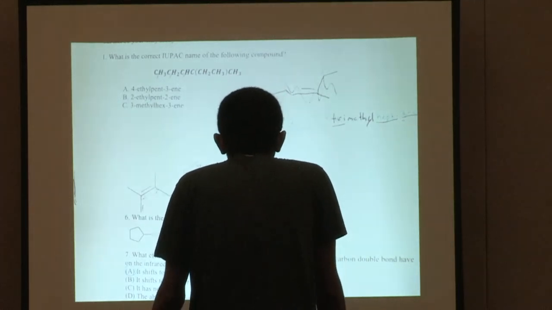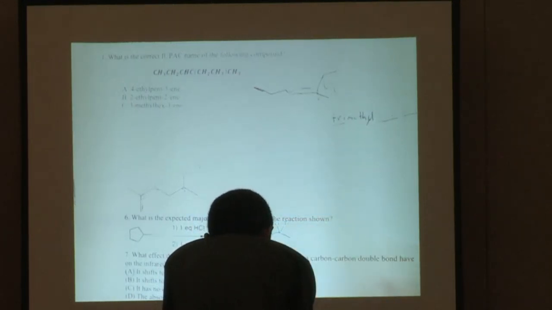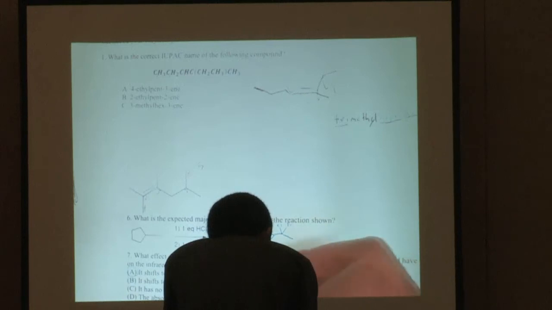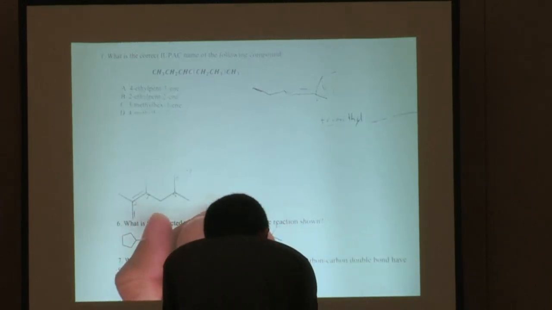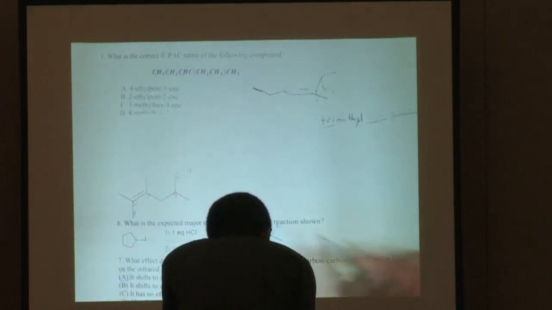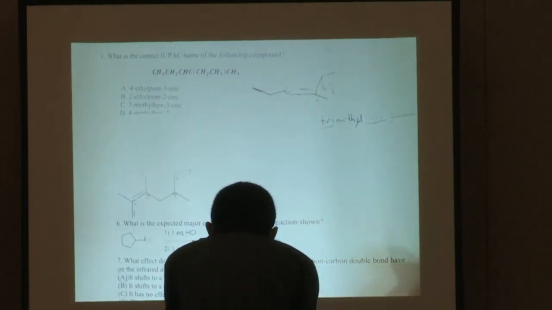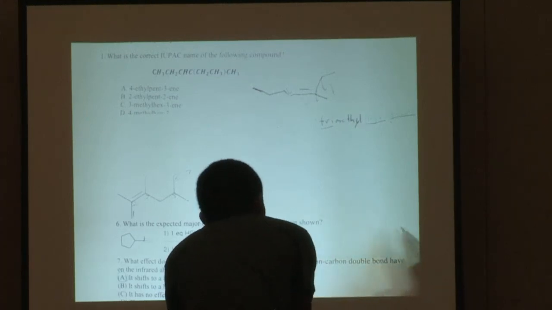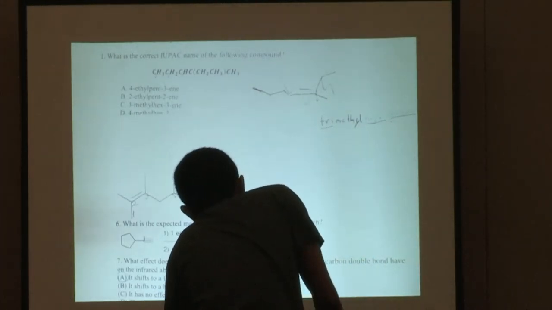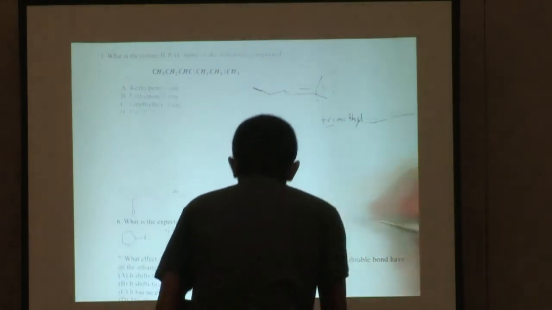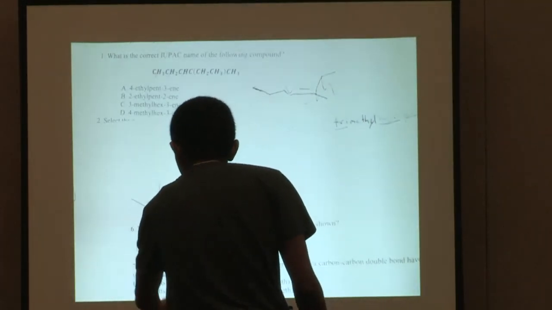So one equivalent of HCl, you know it's going to want to put the chlorine on the bigger side, because this is Markovnikov addition, and Markovnikov addition means that when you do the mechanism, the H wants to go to the side with more hydrogens. I'll try drawing this really big.